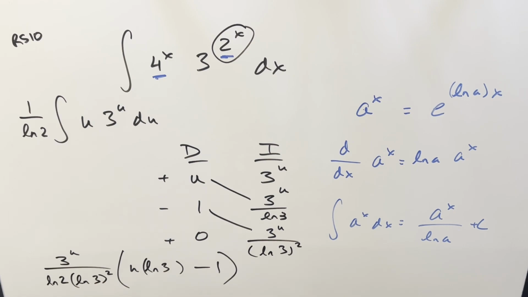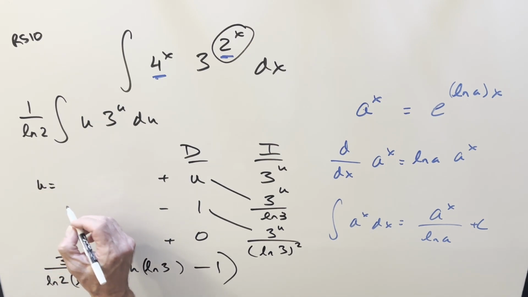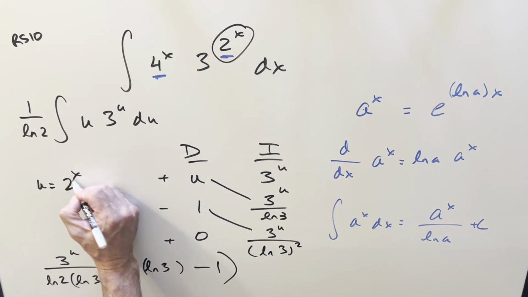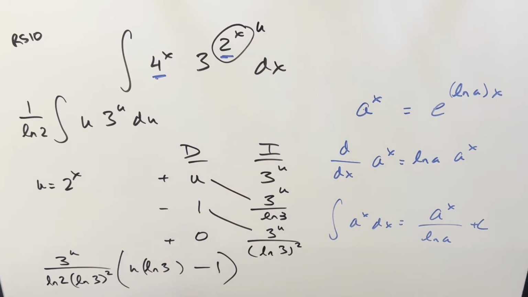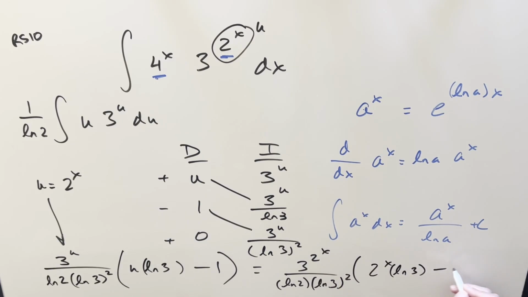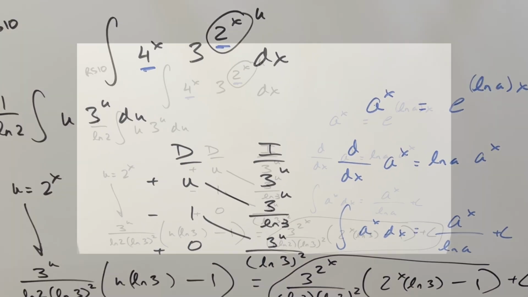And so now all that's left to finish is we just need to back substitute, but I erased my u sub. If you remember, it was just 2 to the x. This was our u right here. So back substitute to finish it, and what we get for a final solution is going to be 3 to the 2 to the x over ln2, ln3, all squared, times 2 to the x ln3 minus 1, plus c, and that's it.